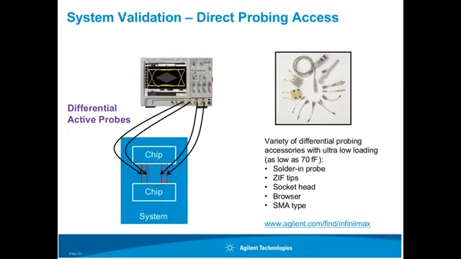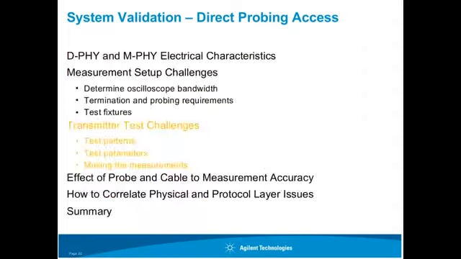A huge variety of probing accessories are available, such as soldering, socket, and browser probes. So you should also consider using probing accessories with lower loading so that they won't load down or distort the signal. These are the same options you can apply to the earlier scope differential probes for validating at the chip level as well. Some of these accessories have ultra low loading, even as low as 70 femtofarad, so they will not distort the signals that you're trying to measure.